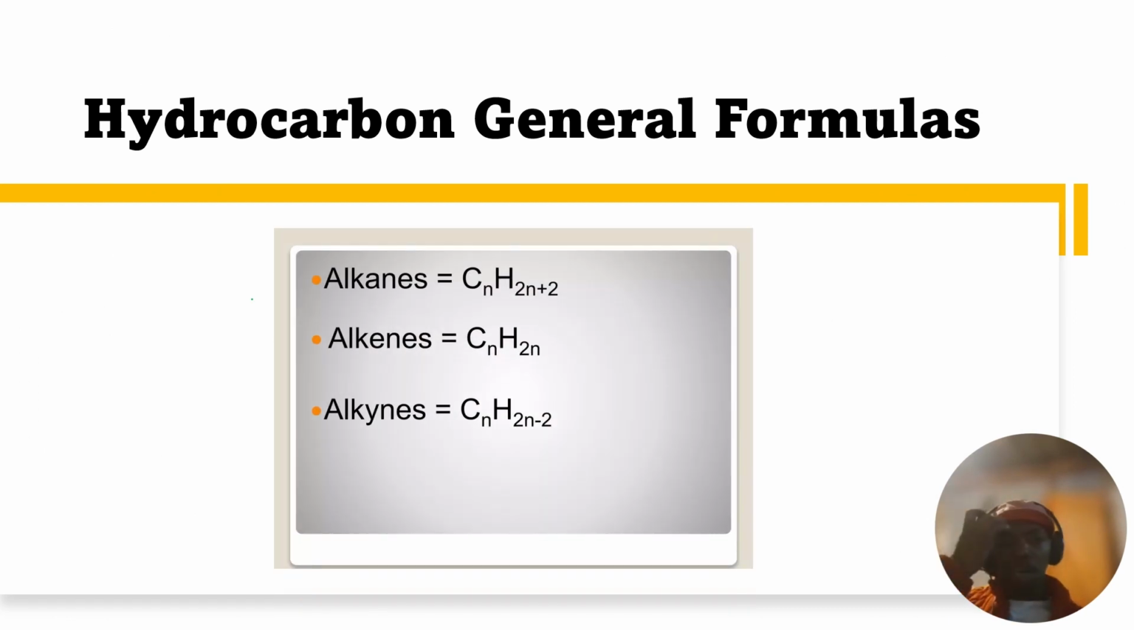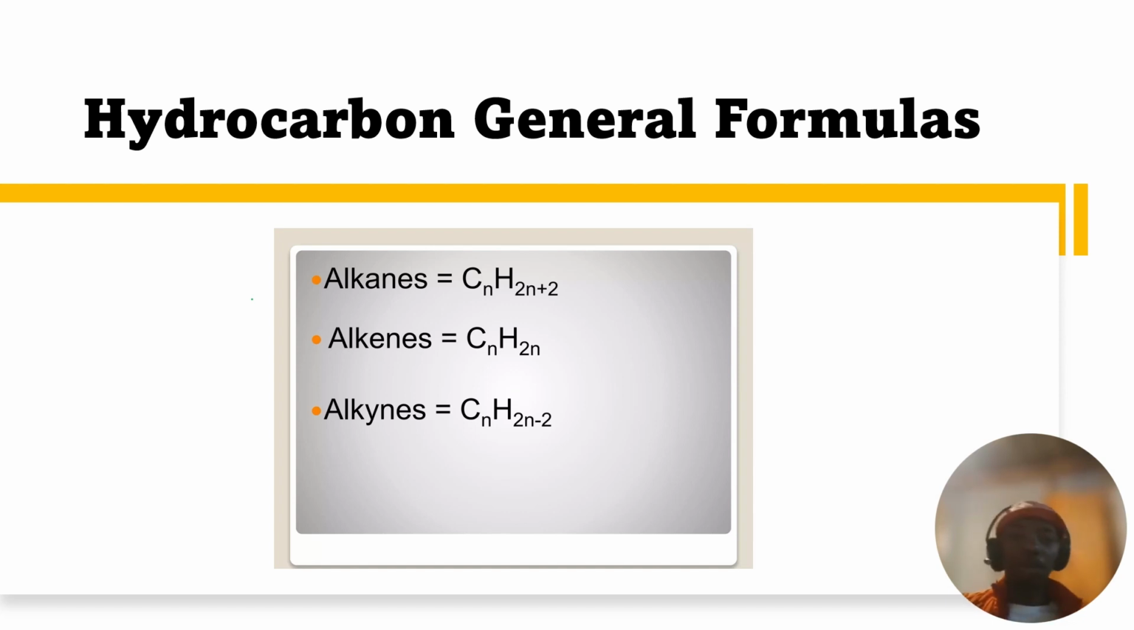So all these homologous series compounds have a general formula, right? All the alkanes, alkenes and alkynes have a general formula that you can use to write their molecular formula, because we can represent our hydrocarbons in three ways. We can represent them as structural formulas, as semi-structural formulas, and also as molecular formulas, right?